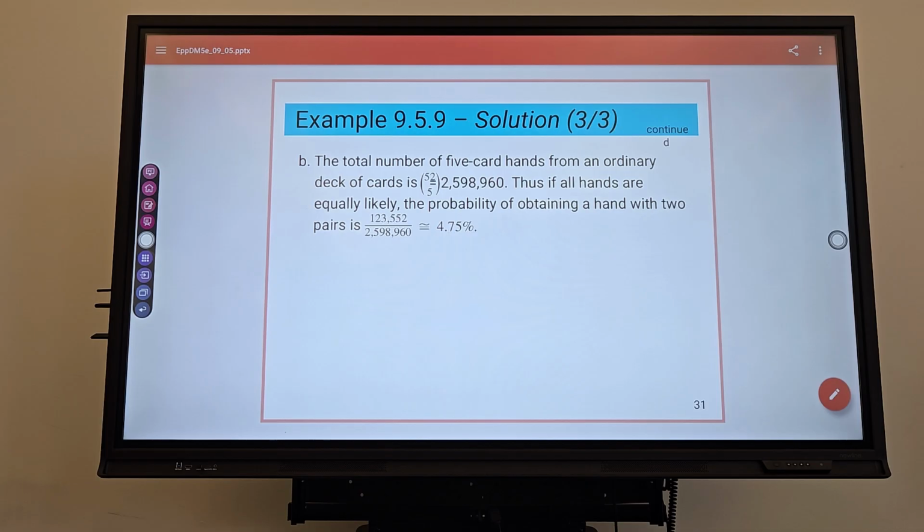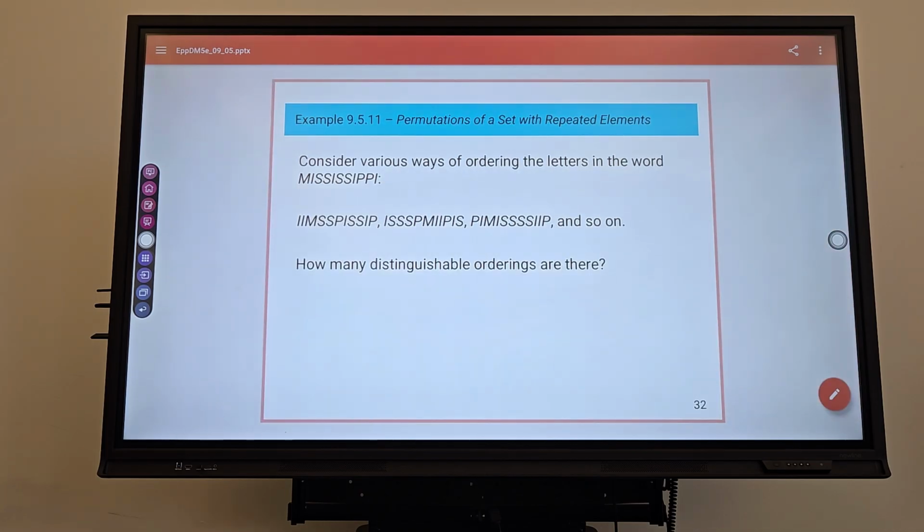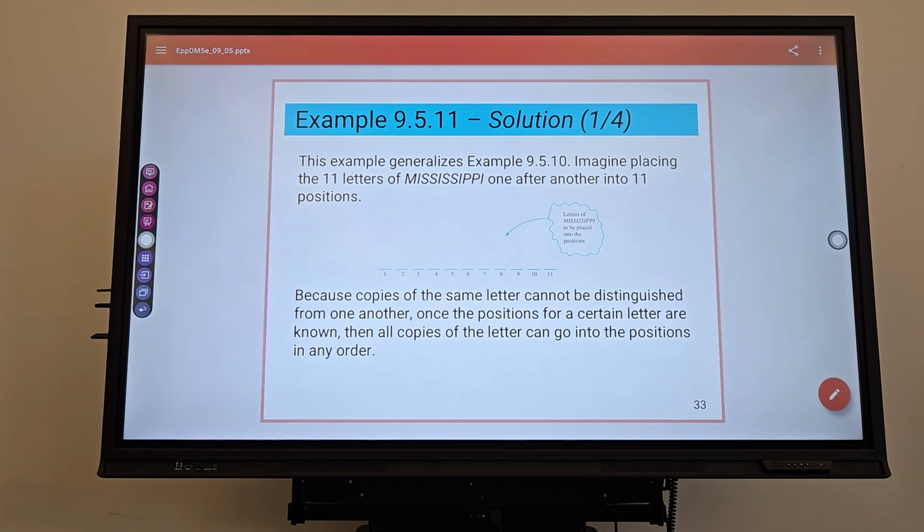Anyway, consider the various ways of ordering the letters in the word Mississippi. How many distinguishable orderings are there? Well, this example generalizes example 9.5.10. Imagine placing the 11 letters of Mississippi one after another into 11 positions. Because copies of the same letter cannot be distinguished from one another, once the positions for a certain letter are known, all copies of the letter can go into the positions in any order.